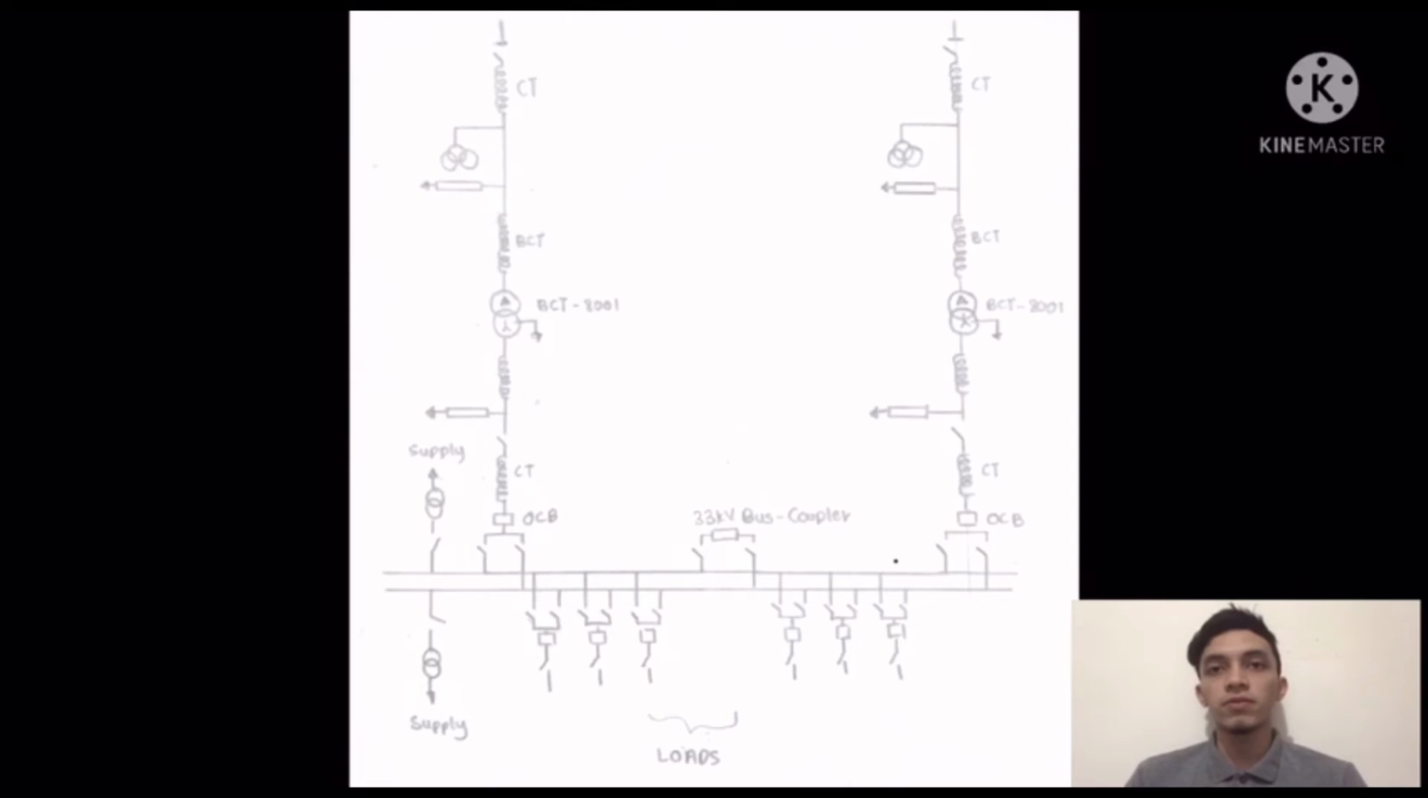But if one of the incoming supplies has a problem or fault, we can use the other incoming supply by using the bus coupler component. Firstly, we use the incoming supply at the left side as an example. Then we turn on the indicator to receive the supply. After we energize the coupler using the incoming supply from the left side, all the loads at the right side will be energized without using the incoming supply at the right side.